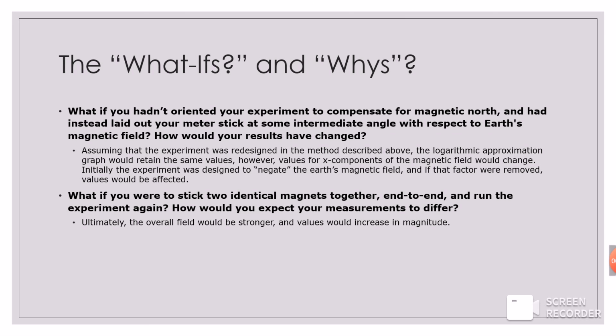Finally, we have the what ifs and whys. What if you hadn't oriented your experiment to compensate for magnetic north, and instead laid out your meter stick at some intermediate angle with respect to Earth's magnetic field? How would your results have changed? Assuming we did it as detailed above, the logarithmic approximation graph would retain the same values. However, values for x components of the magnetic field would change. Initially, the experiment was designed to negate Earth's magnetic field. That's why we lined it up due north. If that factor were removed, the values would be affected. However, again, the logarithmic approximation graph would remain the same.